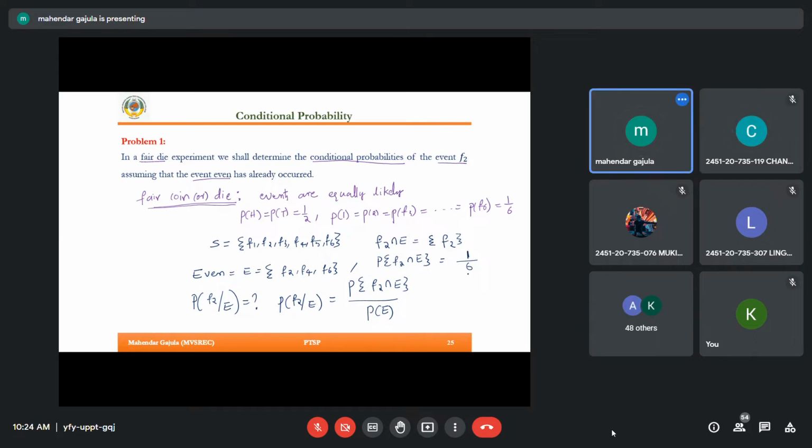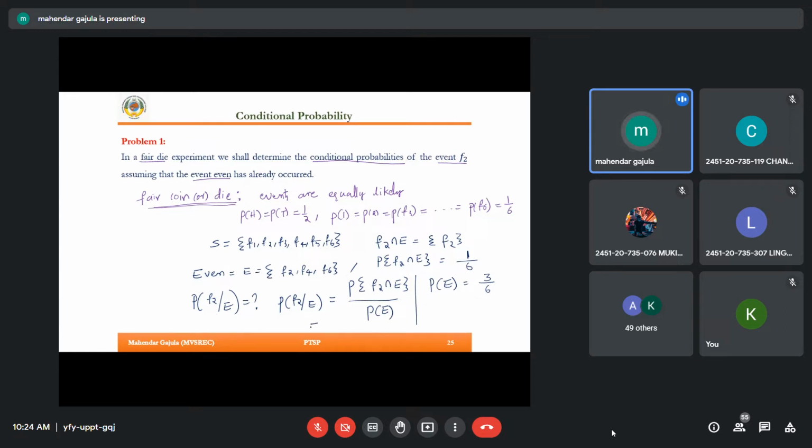Similarly, probability of E. Out of 6, how many are favorable to even? 3. It is 1 by 2. The probability of E is what? Favorable outcomes by total outcomes. Total outcomes are 6. Out of 6, how many are favorable to even? 2, 4, 6. So 3 are favorable.